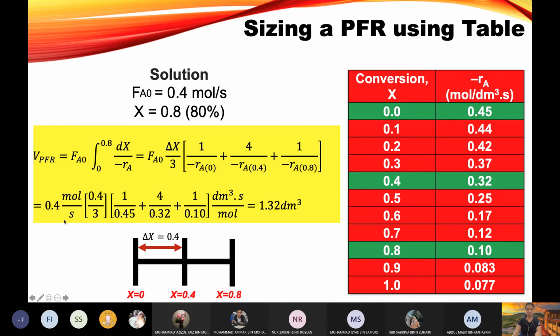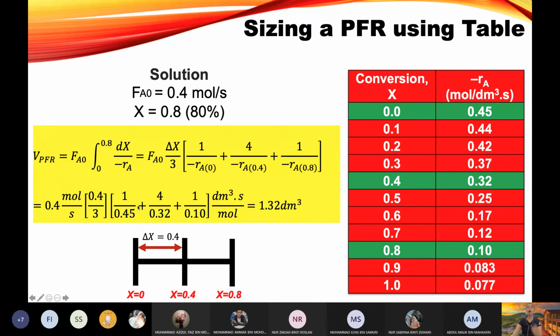FA naught 0.4 minus RA. Delta X, I want to calculate again. Delta X is the gap between the first to the middle, or middle to the end point. So either way, you look at the gap, it is 0.4. Delta X is 0.4. So delta X 0.4 divided by 3. If you wonder why 3 always stays, okay, the 1/3 rule says it is delta X divided by 3. So you just divide by 3.